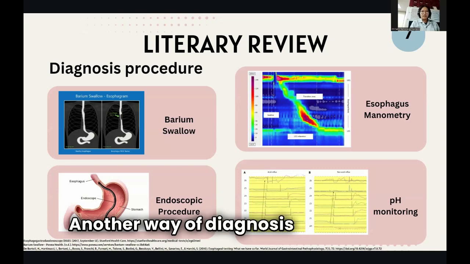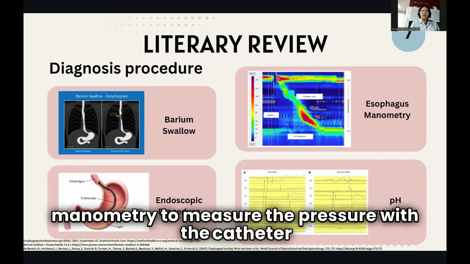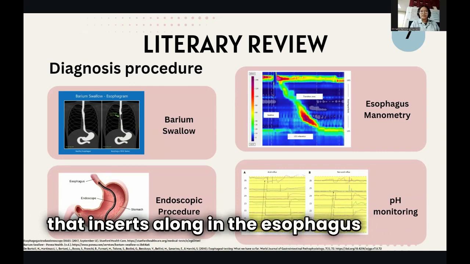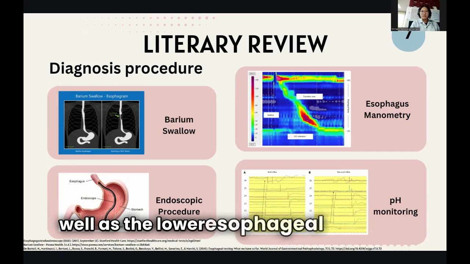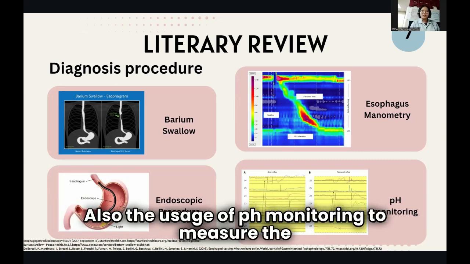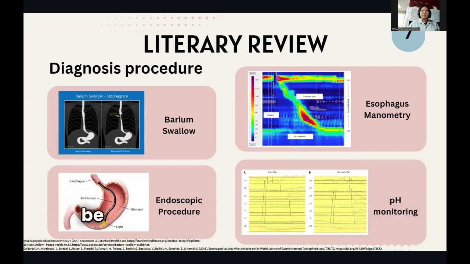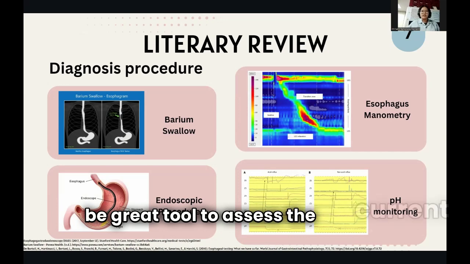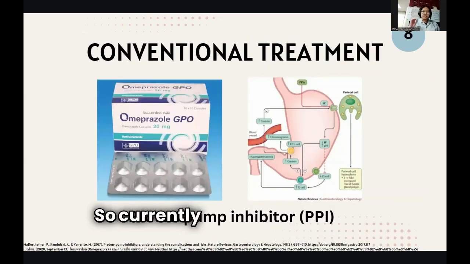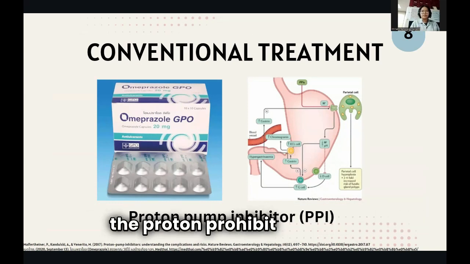Another way of diagnosis is to use manometry to measure the pressure with a catheter that is inserted along the esophagus as well as the lower esophageal sphincter. Also, the use of pH monitoring to measure the overall pH within the esophagus can be a great tool to assess the current situation. Currently, in conventional treatment, the physician commonly gives the patient a proton pump inhibitor.